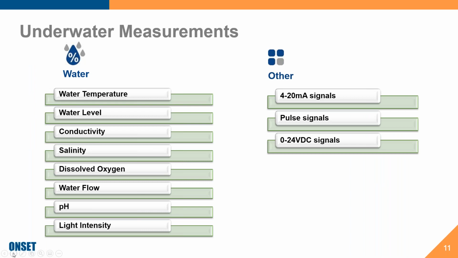Some of the typical measurements: water temperature, of course, which is included on every data logger that we make for underwater. If you're doing a water level measurement, you are also going to have a water temperature. If you're going to measure conductivity, we have fresh and salt water conductivity and salinity loggers, and they are also going to measure temperature. Dissolved oxygen also is going to give you temperature. Water flow, several ways of calculating that.